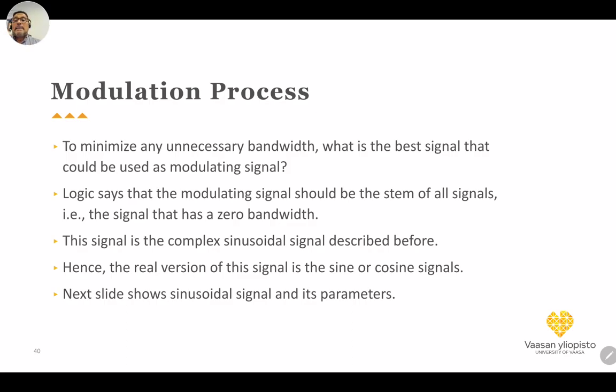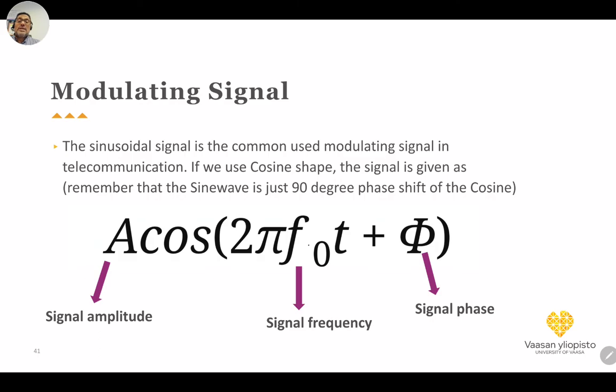So to minimize any unnecessary bandwidth, what is the best signal that could be used for modulating? Of course, you can answer this directly now. You know that the sinusoidal signal is the only signal which has zero bandwidth. It is only a delta at the carrier frequency, but itself it doesn't contribute to the bandwidth. So the sinusoidal signal for sure will be the best signal used for modulation.